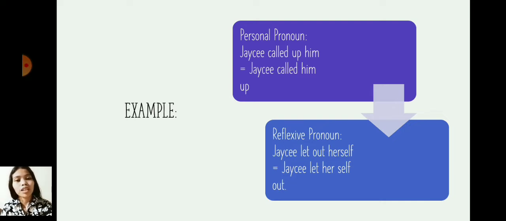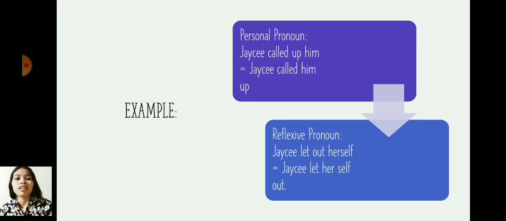Next, reflexive pronoun. The example here is JC let out herself. The reflexive pronoun is herself. Remember, guys, that reflexive pronouns are myself, herself, himself, and so on. When the movement transformation has happened, let out is the phrasal verb, and out is the particle which needs to move after the object. So it became JC let herself out. Do you understand? That's how movement happens.